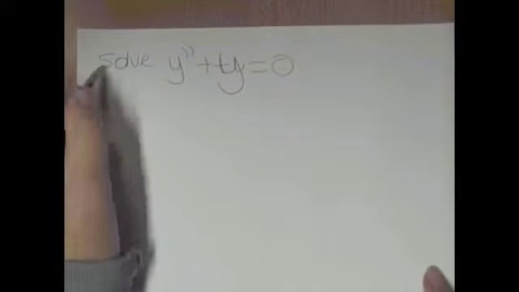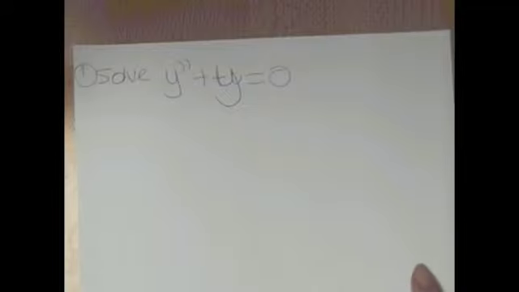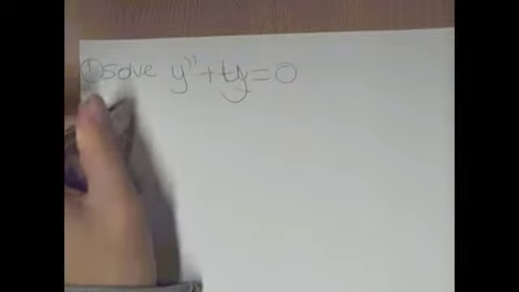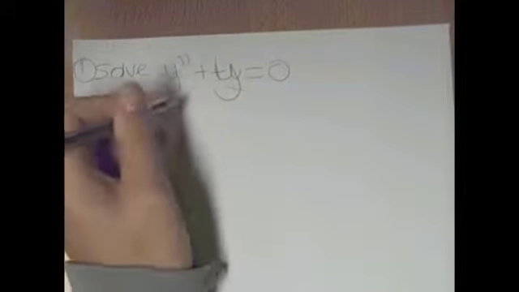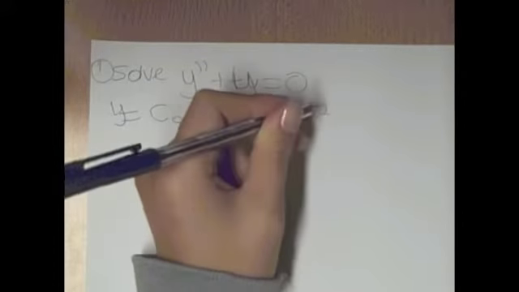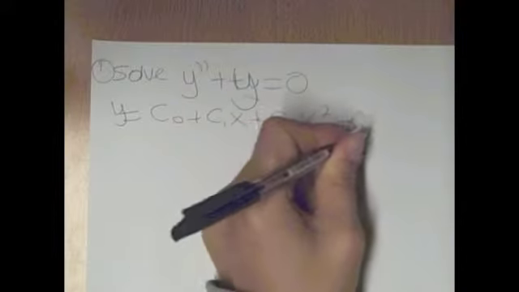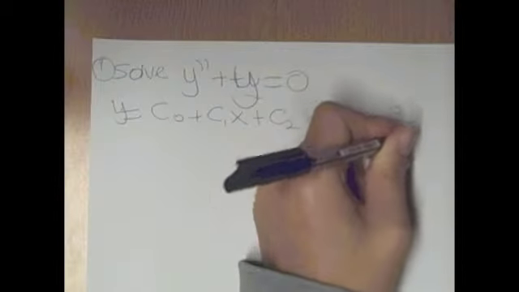I'm going to do a simple power series example. So we're going to solve the second differential of y plus y equals 0, and I'm going to call this equation 1. So we're going to assume that y is in the form of c0 plus c1x plus c2x squared plus c3x cubed, and so on.